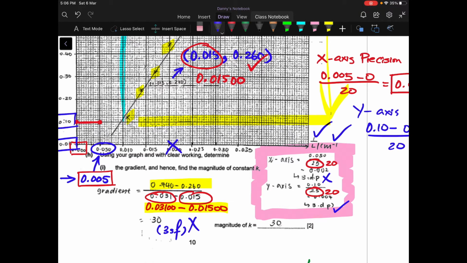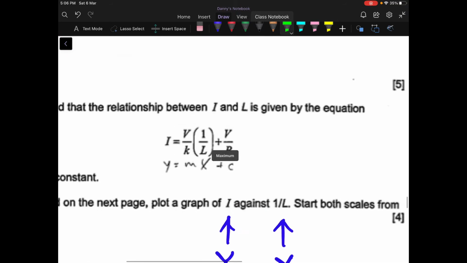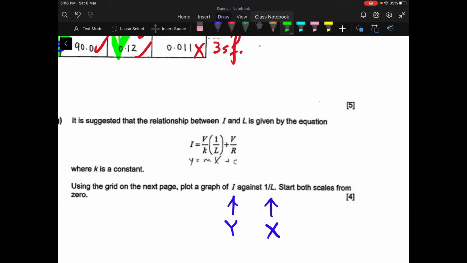Now one more thing, what she has done here is that she has actually found the gradient, right? But the question actually wants her to find K. So what is K? So now if you scroll up and you look at this equation here, you will see that by comparing coefficient, your gradient is actually at the same position of V over K.